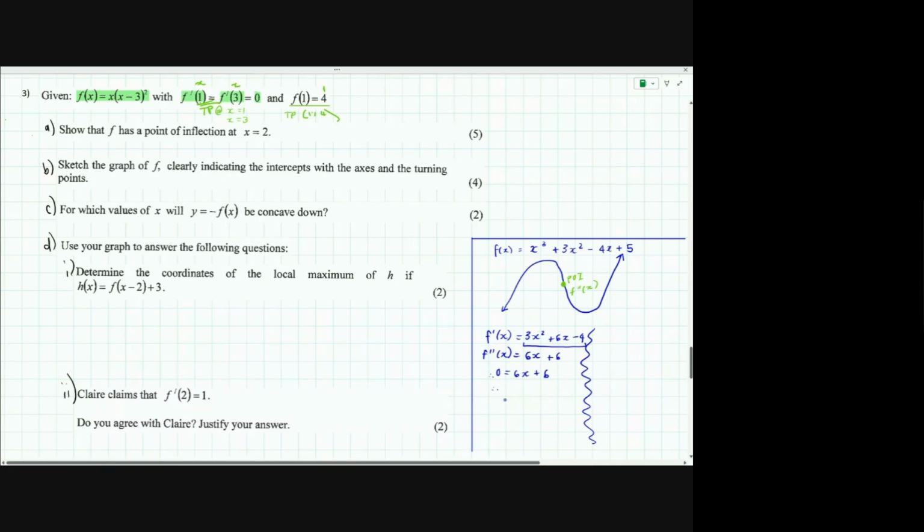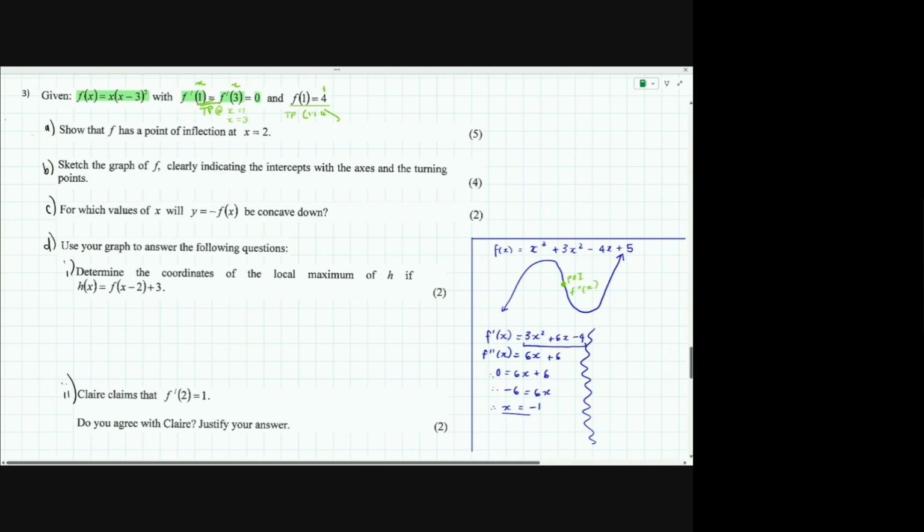But like I said, I'll show you another way to do it now, and you can decide. So negative 6 is equal to 6x, which means that x is equal to negative 1. So what this is saying is that where x is negative 1, I will find my point of inflection.